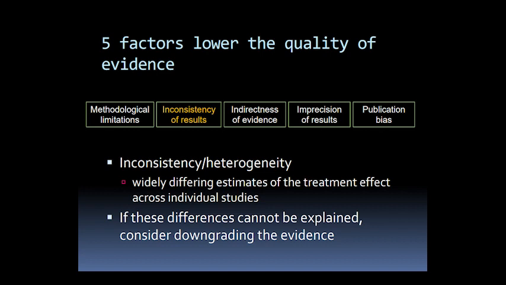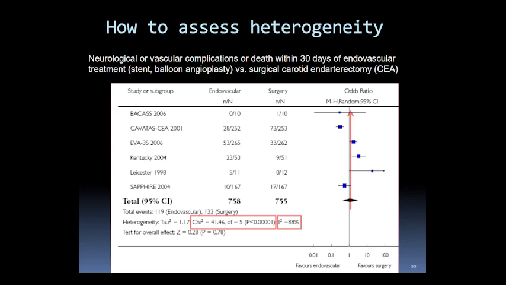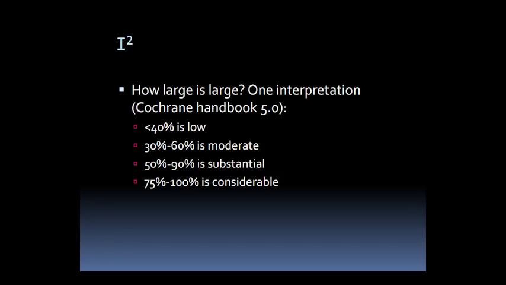Is it favoring this intervention or that intervention? If it crosses one, then probably this is not useful. Last thing, you have to focus on the heterogeneity, which is I2 here. The highest would be the highest heterogeneity. I can show you a slide. So less than 40% is low. If it's 75 to 100%, then this is considerable heterogeneity.